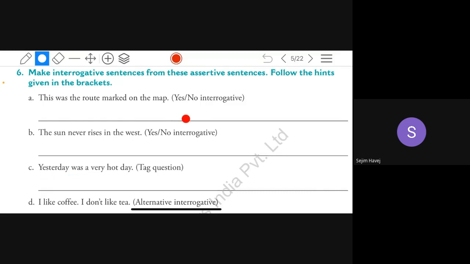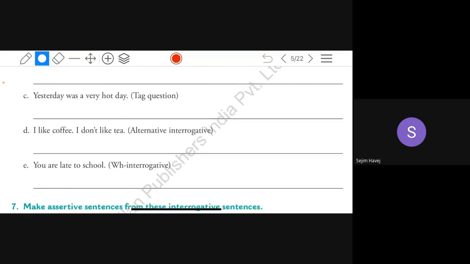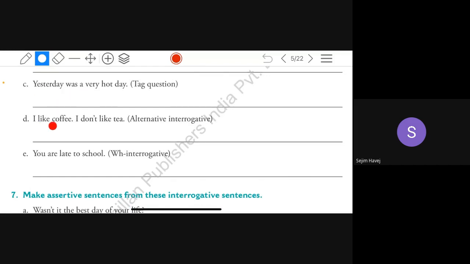Because the helping verb is given, you will use the same helping verb and make it negative. I like coffee. I don't like tea. Alternative interrogative. Do you like coffee or tea? Okay. You are late to school. Why are you late to school?